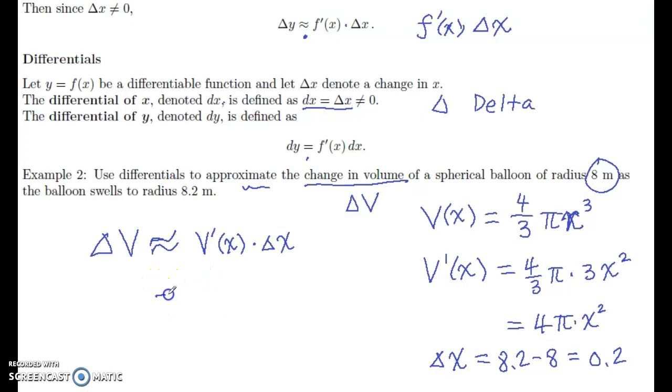So the change in volume is approximately V prime of x, which is 4 pi times x squared, where x is 8, so 8 squared, times delta x, which is 0.2. You can use a calculator. This number is 51.2 pi. So that will be the change in the volume.